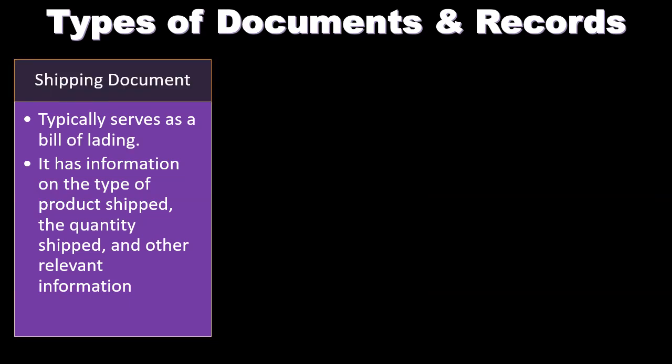We have the shipping document, which typically serves as a bill of lading. It has information on the type of product shipped, the quantity shipped, and other relevant information. We want to be able to check those shipping documents because, for goods being shipped out, they are often the point at which we recognize the revenue. In other words, revenue for goods that are sold typically happens when the goods are delivered in some format.